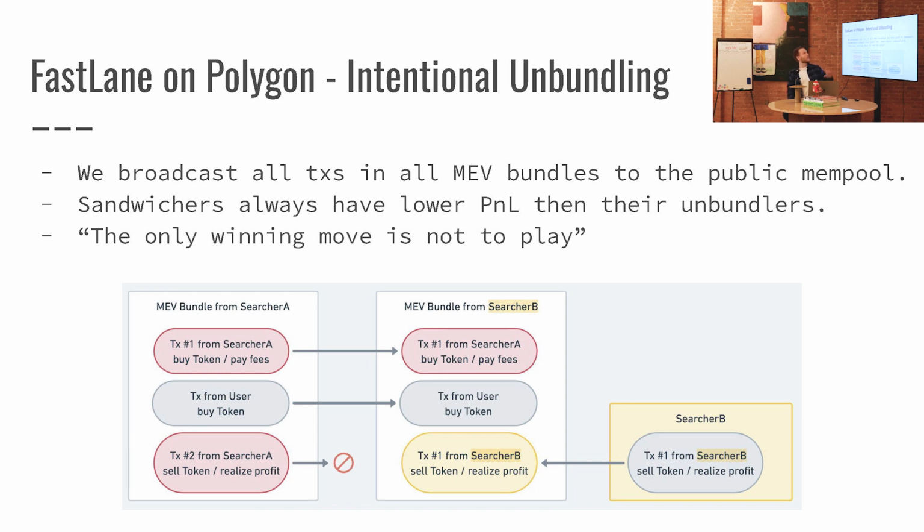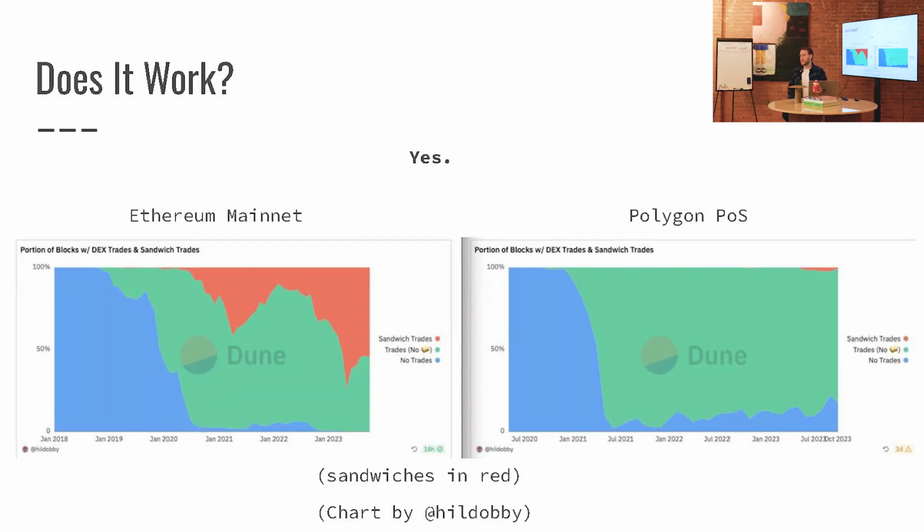And so what we found is that this sort of game theory approach where we intentionally unbundle has led to, so far we have been running for a year. We've got roughly 40% of the Polygon hash rate connected to us. We haven't seen a single sandwich attack come through our relay. And we are very, very proud of that.